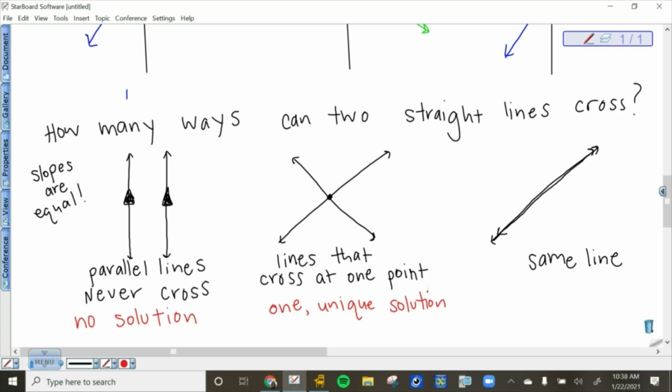And then what if they're the same line? How many solutions would we have? How many points are on a line? Isn't a line infinite? Yeah. So if they're the same line, then we have infinitely many solutions.